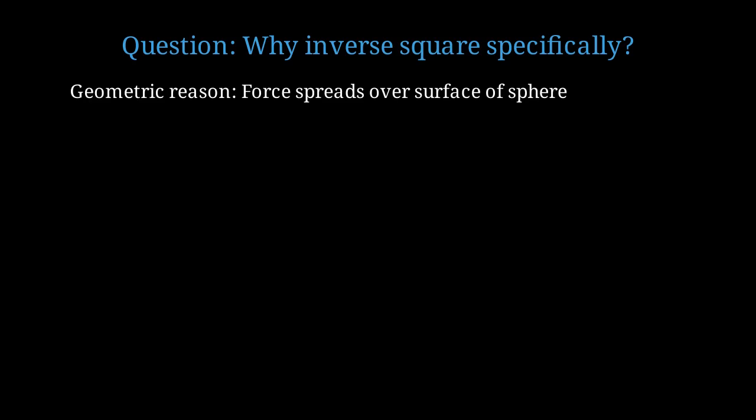Imagine the gravitational influence spreading outward from the Sun. At distance r, this influence is spread over the surface of a sphere of radius r. The surface area of a sphere is 4 pi r squared, so if the total gravitational influence is constant, the force per unit area must decrease as 1 over r squared.